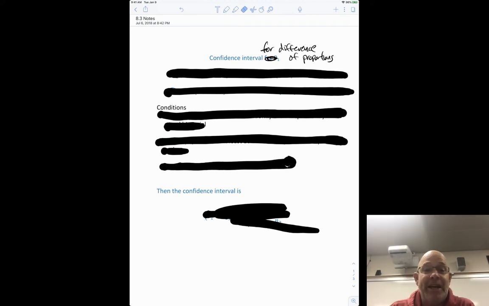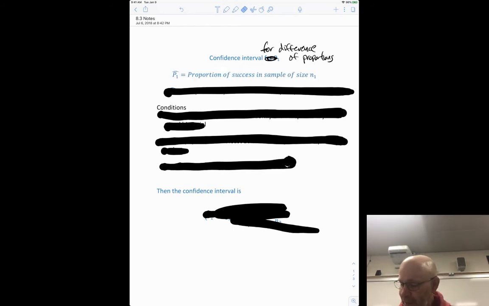We are in section 8.3. Actually, we're skipping 8.2 for a second. 8.3 is confidence interval for a difference of proportions. So in 8.1, we spent some time looking at how to build a confidence interval for a single proportion, but now we want to say, what if we want to compare two different populations and the proportion of successes? All right. So some terminology first.